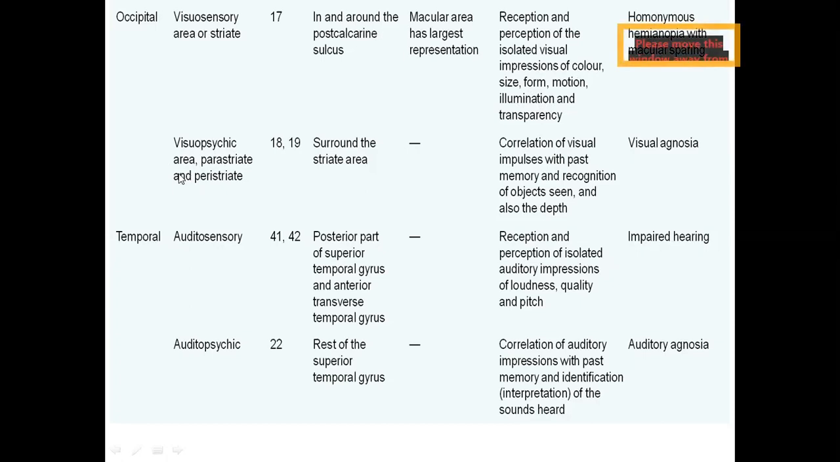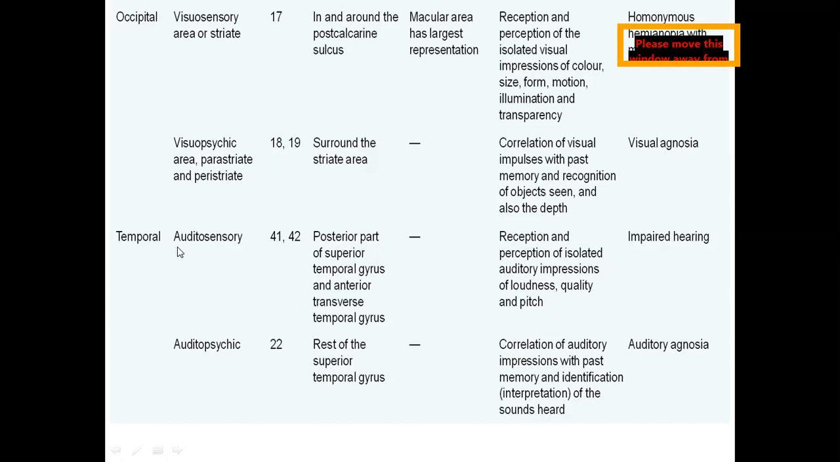Then the visual psychic areas are the parastriate and peristriate areas, which I have shown, area number 18 and 19, surrounding area number 17, that is the striate area. It is basically helping in the correlation of visual impulses with past memory, recognition of objects seen in the past. As you identify some movie after watching 2 minutes, yes, I have already seen this movie, something like that. That is the visual psychic area. If this area is damaged, the person will have visual agnosia. He cannot identify, will not have any past memory of vision.